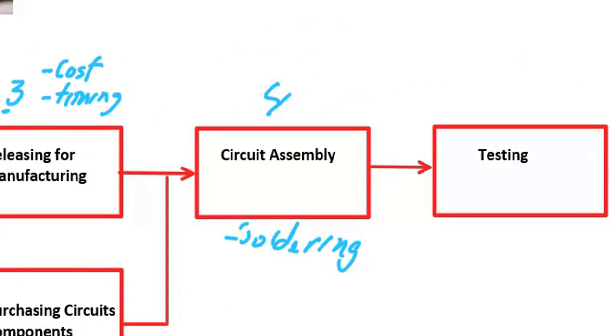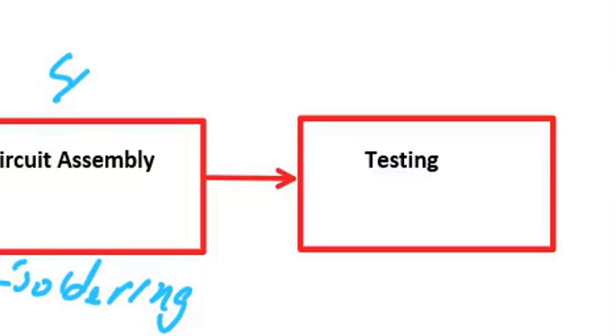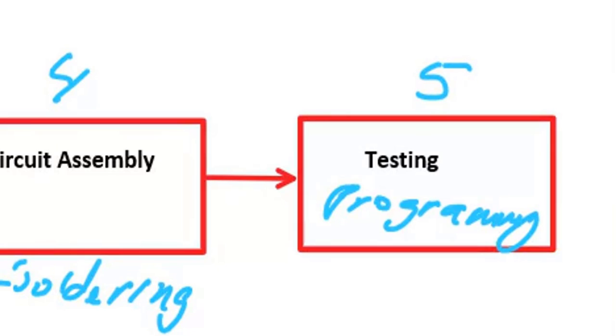The fourth process is the circuit assembly. It involves soldering techniques. I recommend that while you're waiting for your device to be manufactured, you practice and improve your soldering skills. And then, last but not least, you do some programming and test it. So that's the fifth and final step. So this is all for today.